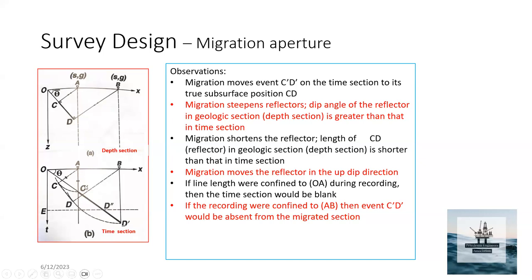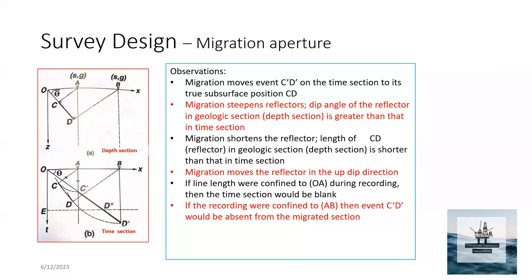So C dash D dash is corresponding to this part AB on the surface, okay? So in order to move this C dash D dash into real position CD, you should have coverage here, the OA, okay? Because CD, if you extended this up here to the surface, it will be covered under this part. So the summary of this figure: if you have your acquisition only between A and B, and you try to migrate C dash D dash to CD, you will have a blank. You don't have a result because you don't have this point O.